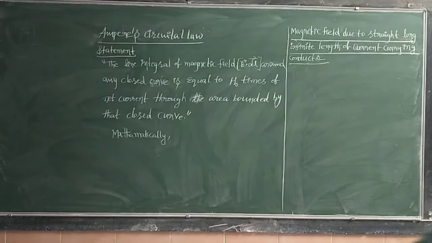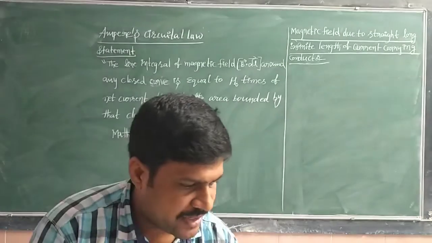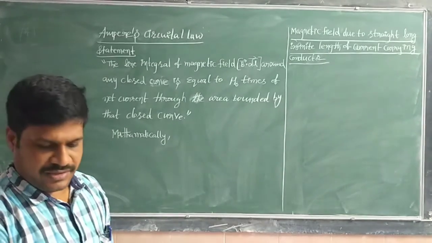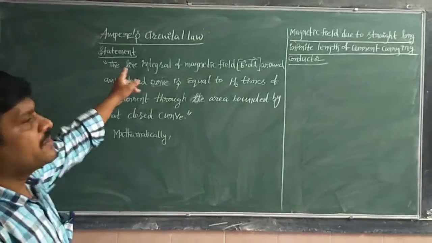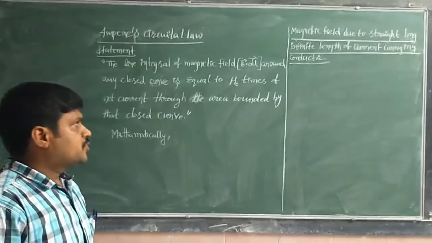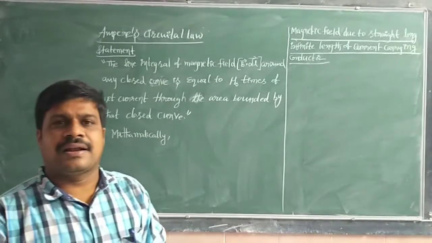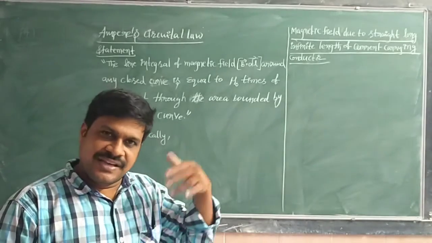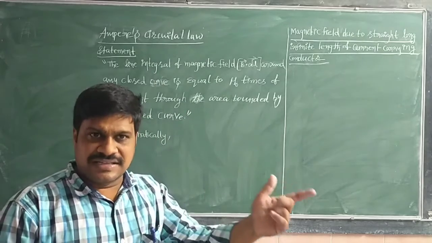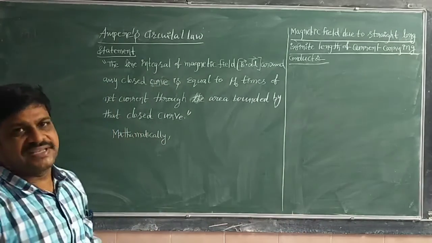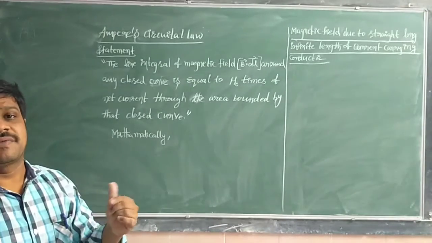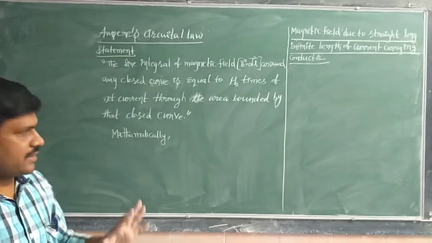Right. Next concept is Ampere's circuital law. This Ampere's circuital law gives the relation between electric current and magnetic field. Of course, to study the relation between electric current and magnetic field, there is another law also, Biot-Savart's law, and there is another law, that is Ampere's circuital law. This also gives the relation between the magnetic field and electric current.